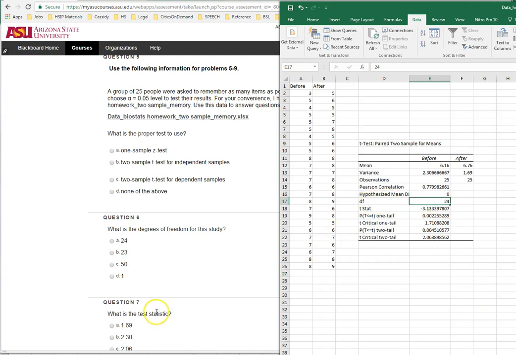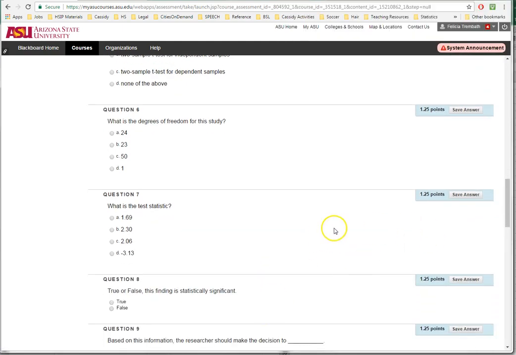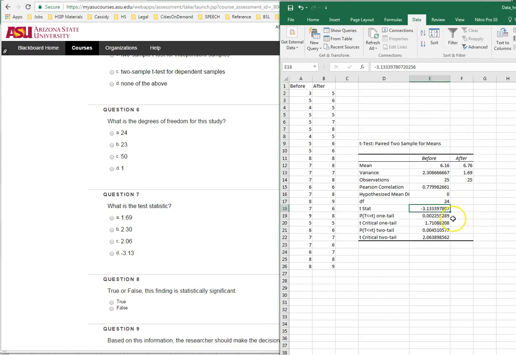And the next thing I need to know is what is the test statistic. So let me come back over here, and it gives me my test statistic. It is negative 3.133. So that would be one of my options. True or false, this finding is statistically significant.